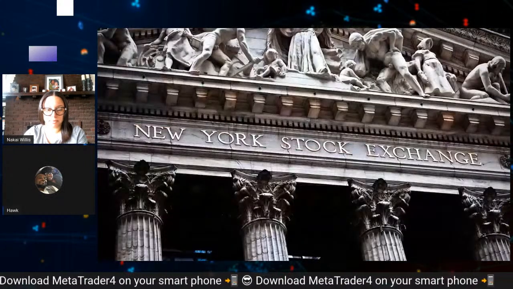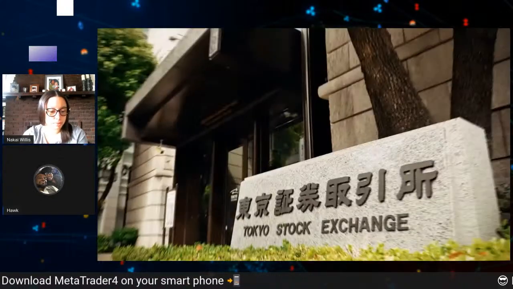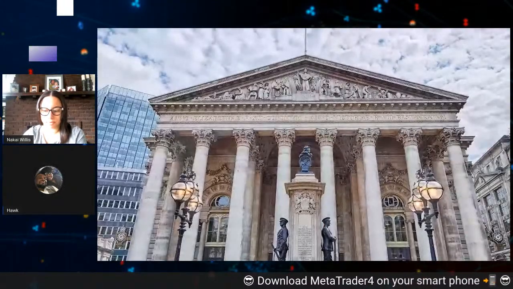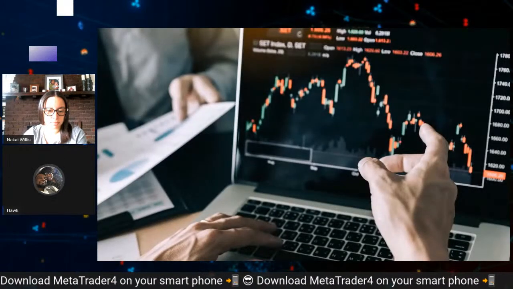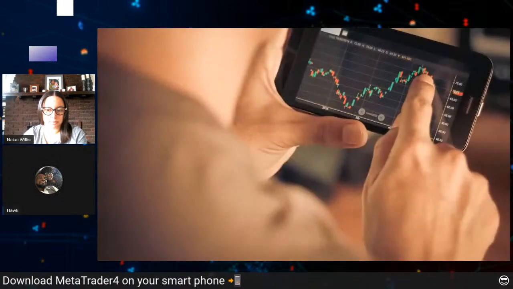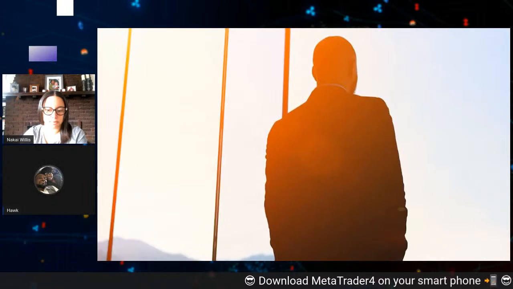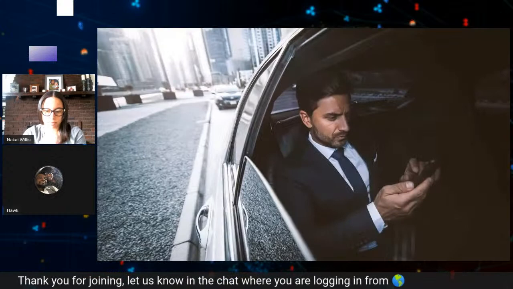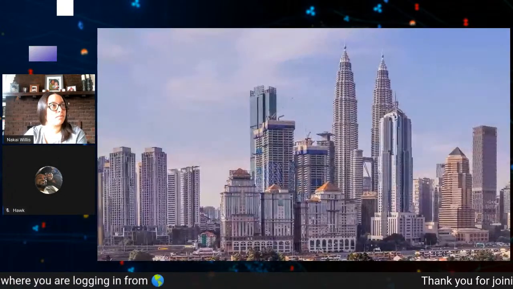far trumping the New York Stock Exchange at 22 billion a day, the Tokyo Stock Exchange at 18 billion a day, and the London Stock Exchange at 7 billion a day combined. To put it quite simply, the FX market is where all the money in the world is being exchanged in real time through currencies. And this market attracts individuals who see the opportunity to create a career through trading within the exchange.